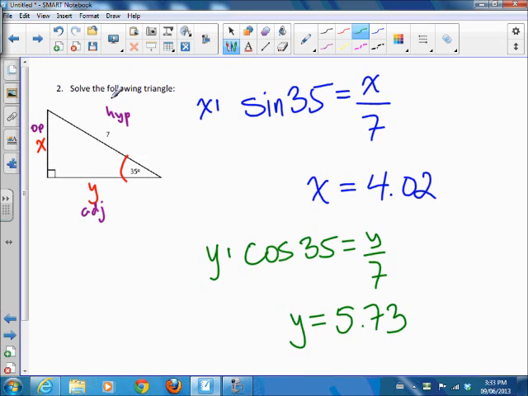Now it does say solve the triangle, which means we have to find everything that's missing. So we have to find this angle as well. And this angle is pretty easy because that's 90. So that means that these two have to add up to 90. So that makes this one 55 degrees.